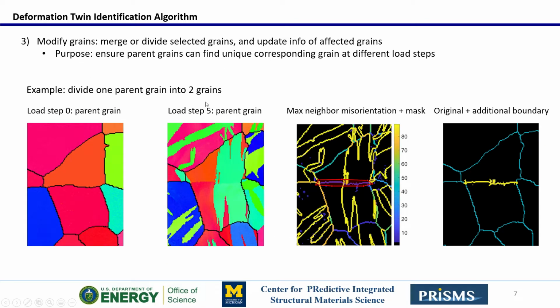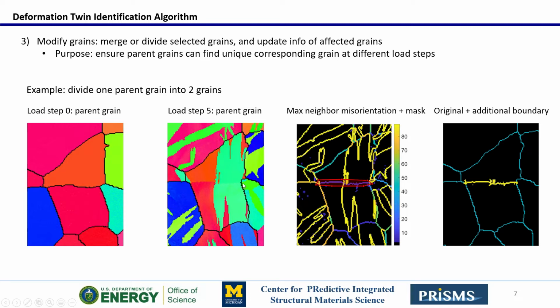In this next slide is an example. Here we can see that at load step 0, the undeformed load step, there are two grains in the center of this area of interest. At a deformed load step, this whole area is considered as one grain. So we want to add a grain boundary here. We first check the child grains. If there are child grain boundaries that can be used to divide this parent grain, we draw a mask and use the child grain boundary to divide it.